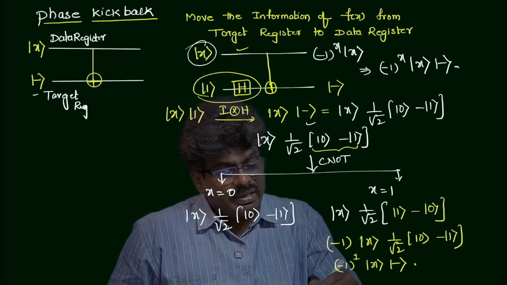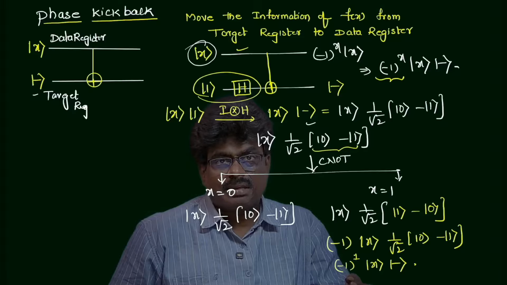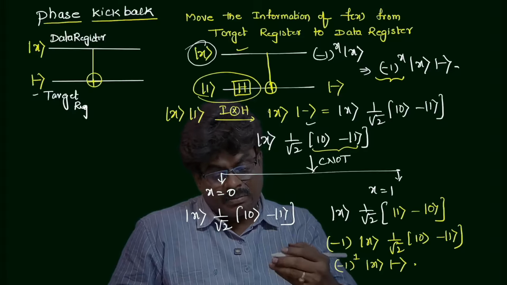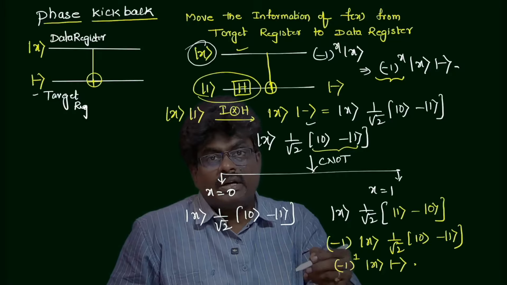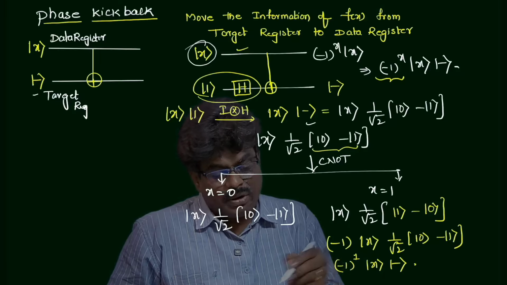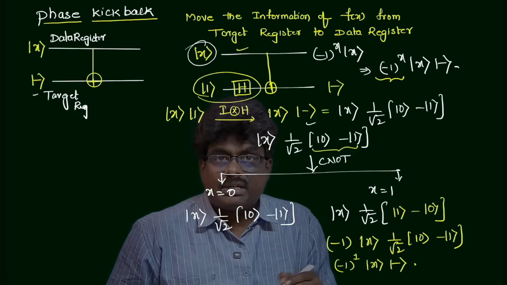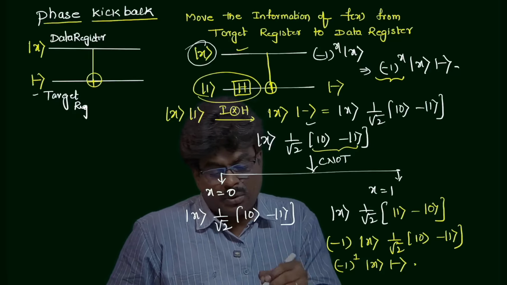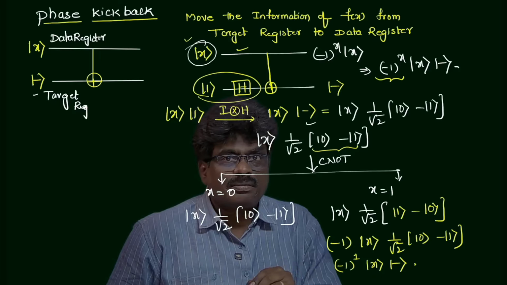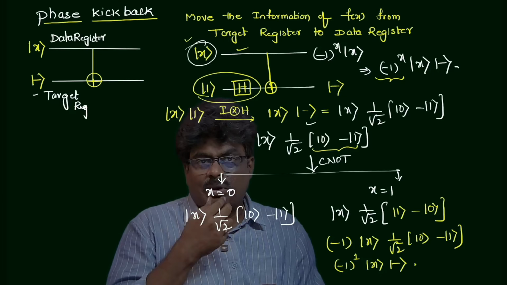So this phase factor, minus 1 whole power X, is transferred from the target register to the data register, because we got that minus from the Hadamard operating on 1, and after that the CNOT operation is there, which is controlled by this X. So this is the phase kickback small example.